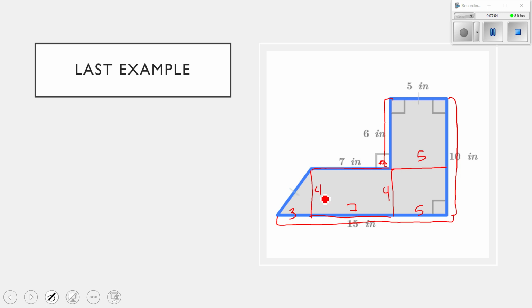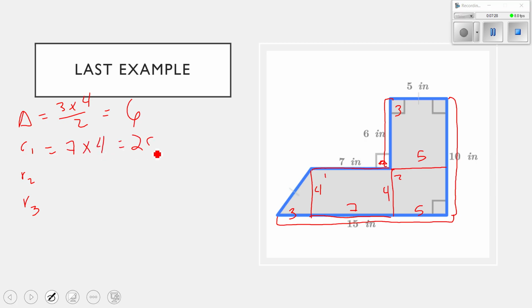So now I have a triangle, and I have rectangle 1, rectangle 2, and rectangle 3, and I'll label them 1, 2, and 3, so you know which ones I'm doing. My triangle's base times height divided by 2 would equal 3 times 4 divided by 2, which is equal to 6.